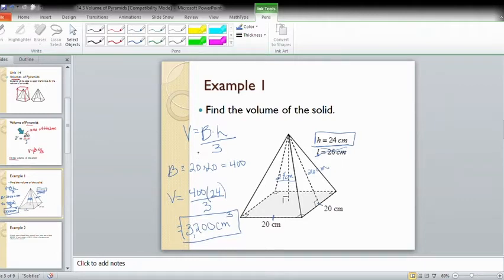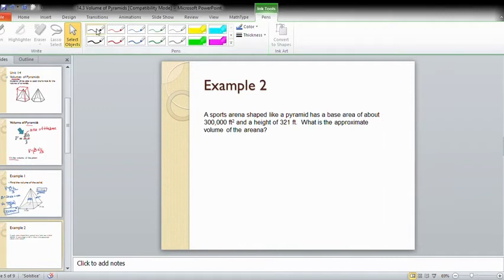All right, so now we've got a sports arena shaped like a pyramid. I believe, if I remember correctly, this is true. I think this is in Vegas. I think it's an old arena that's in Vegas. But anyway, shaped like a pyramid. It has a base area, so that's big B, of about 300,000 square feet. So big B is equal to 300,000 feet squared. And it has a height of 321 feet. And we want the volume.